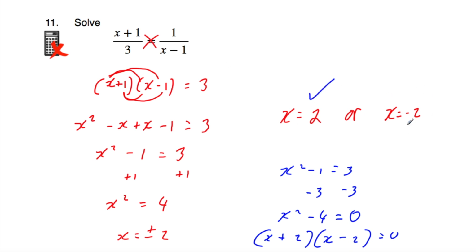If x is equal to negative 2, you're going to get negative 2 plus 1, that's a negative 1, divided by 3, that's a negative a third. And if x is equal to negative 2 on this side, you get 1 divided by negative 2 take away 1, which is negative 3. So you got 1 divided by negative 3, which is also equal to negative a third. So that works as well.